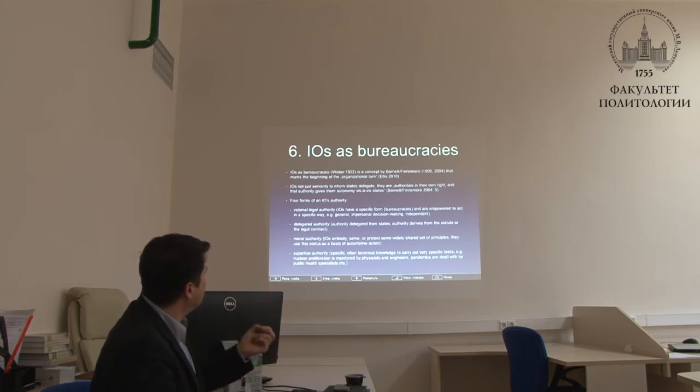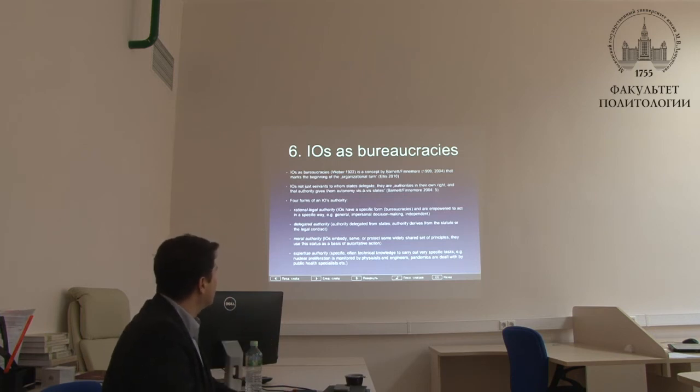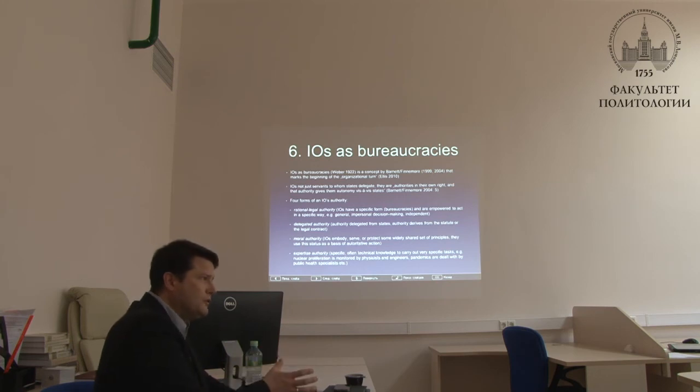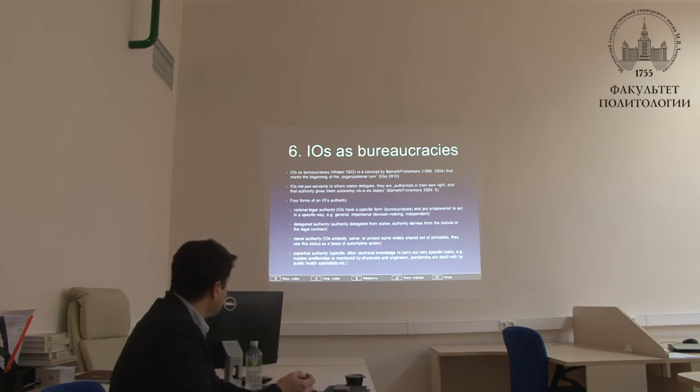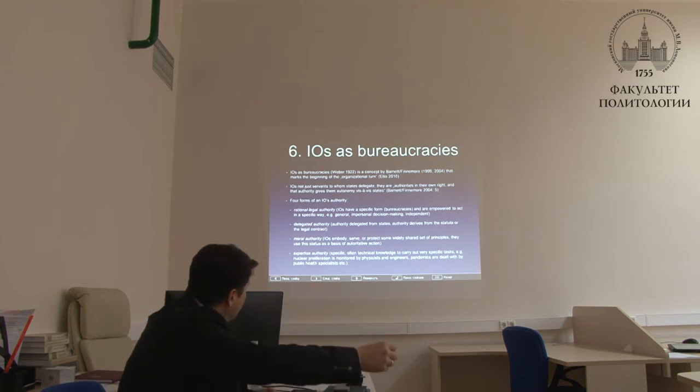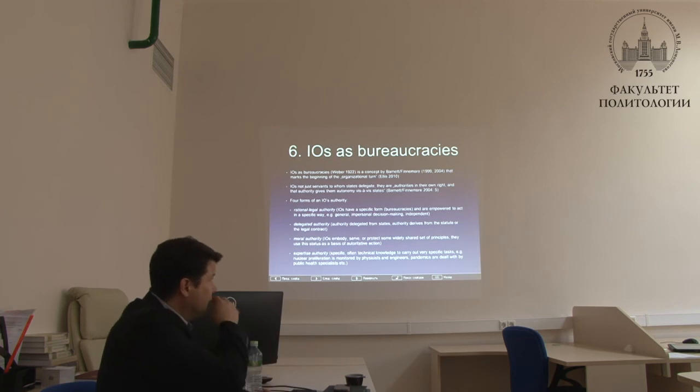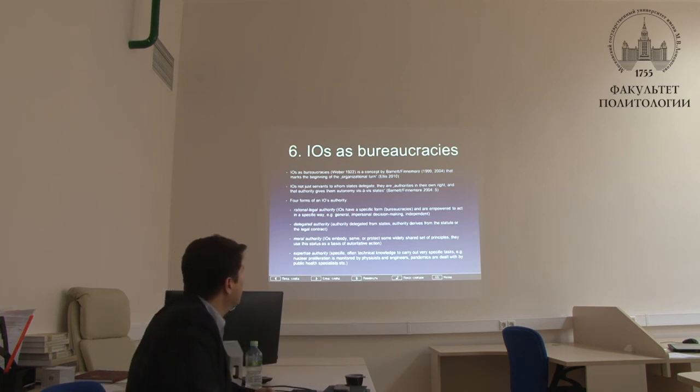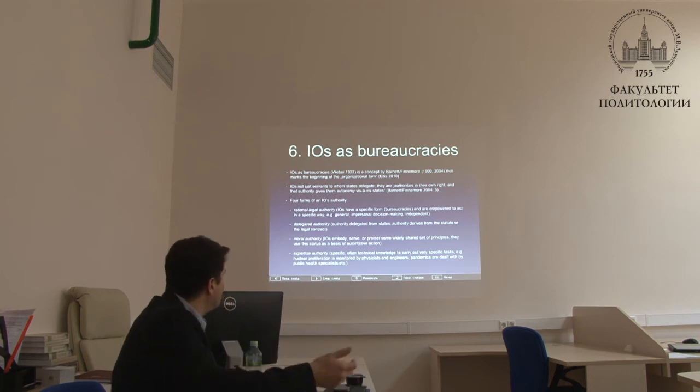And there are four different forms of IO authority. First, there is rational legal authority. IOs have a specific form and are endowed to act in a specific way. This endowment comes from the rules and the statutes of international organizations. They have a delegated authority from states so that IOs can carry out certain functions, certain tasks, and so on, again by the statute or the legal contract of an international organization.